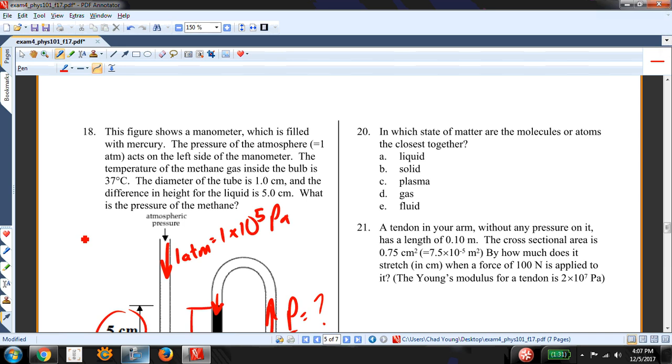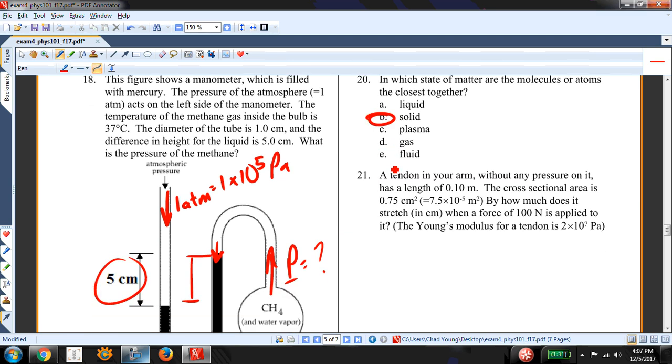Which state are molecules or atoms the closest together? Well, they're the closest together in a solid. A fluid is a liquid or a gas, so they're going to be further apart than that. And then, of course, with plasmas, they're basically a gas, right? They're an ionized gas where the atoms are separated.